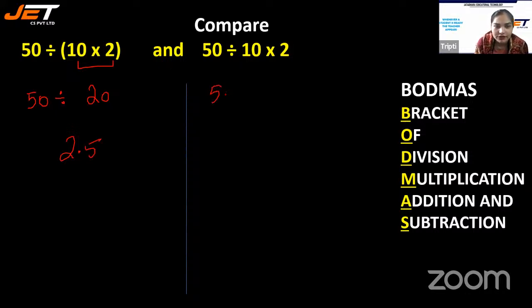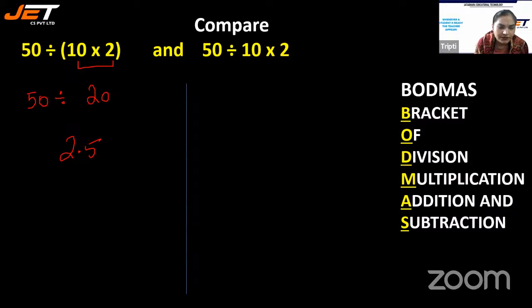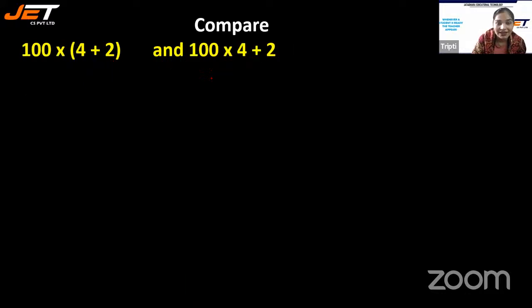But here, if it's 50 divided by 10 times 2, what is 50 divided by 10? It's 5. 5 times 2 is 10. So that's how we solve it. Right? One more question we will do. See here, the answer was 2.5 and here it is 10. That's how a bracket can change the answer.